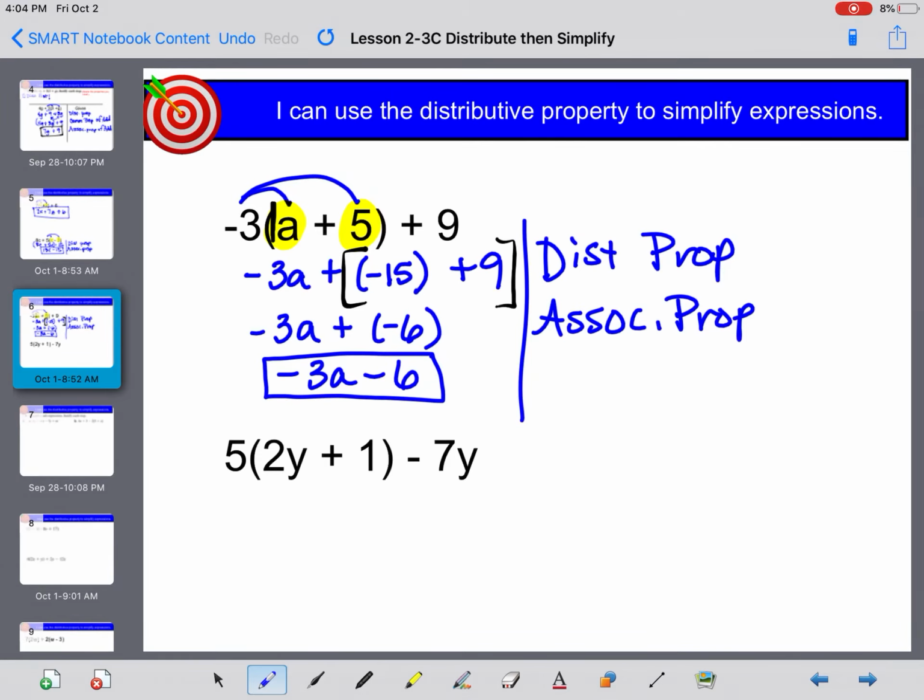Okay. The next one, let's do one more together here. This is 5 times 2y plus 1, that quantity, 2y plus 1, and then minus 7y. So I need to use the distributive property first. And when I have 5 being multiplied by that parentheses, everything in the parentheses will be multiplied by 5. 5 times 2y is 10y. 5 times 1 is 5.